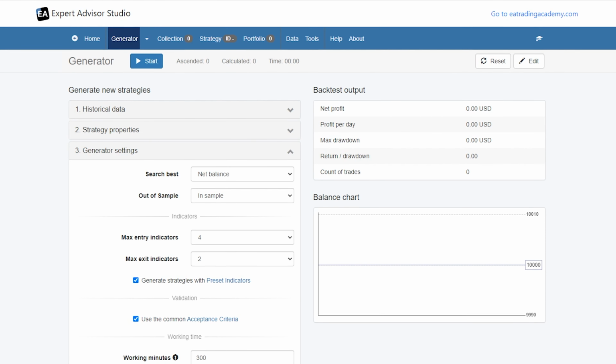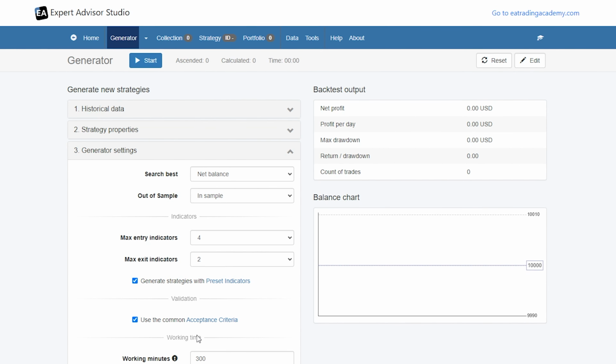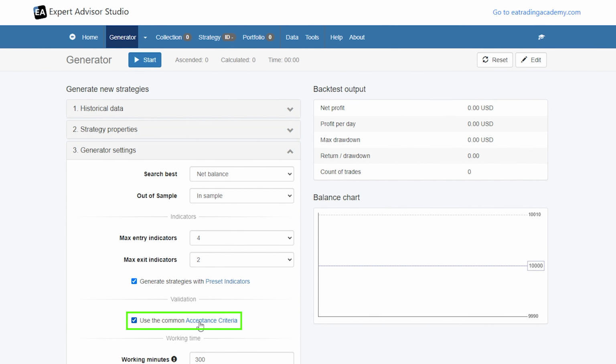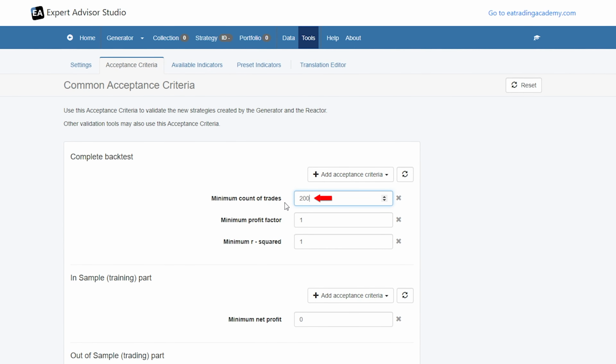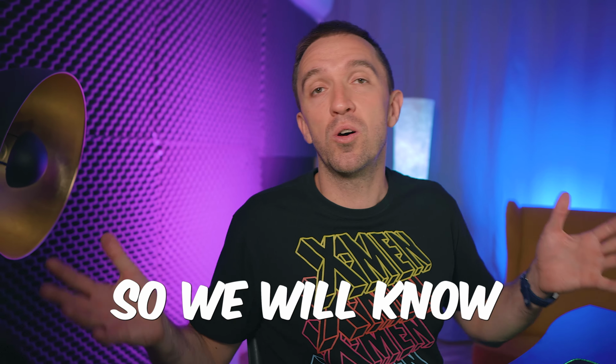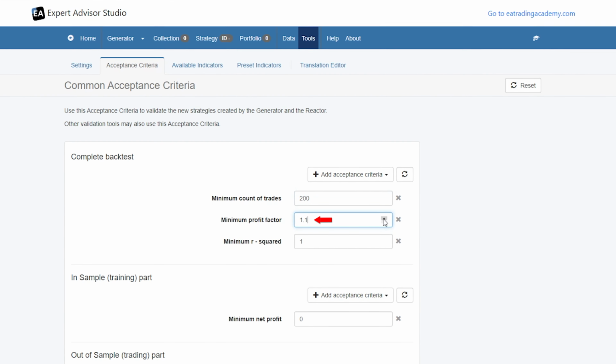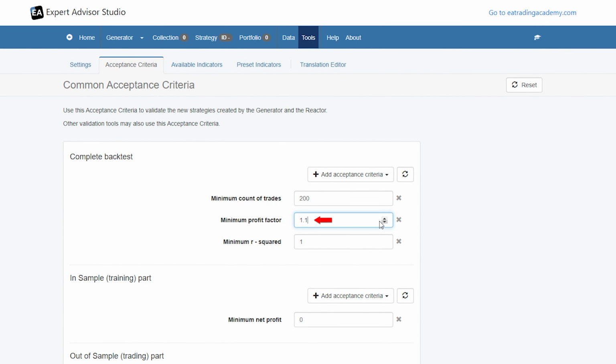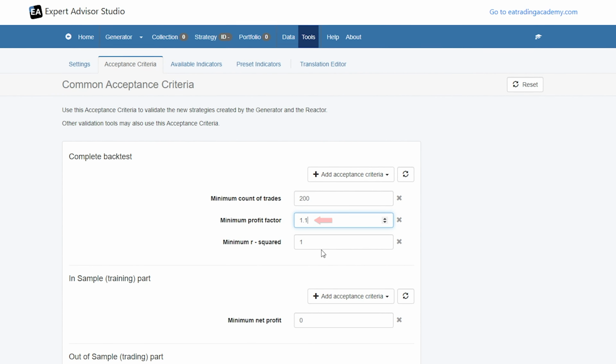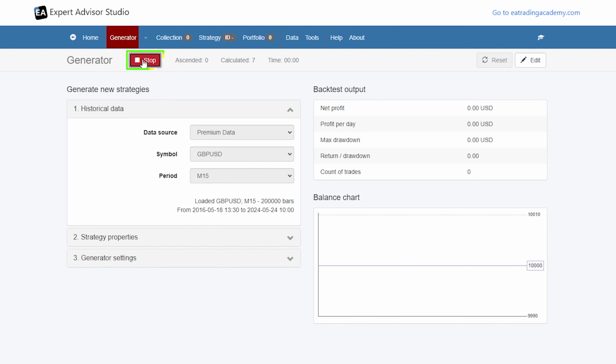And then in the generator settings I can predefine some rules for the generation. For example, what criteria I want my strategies to meet. I'll go for at least 200 count of trades, so we will know that the backtest is reliable. I want to see strategies with profit factor at least 1.1 and R squared, let's say 20. I will go back to the generator and I'll just click on start.